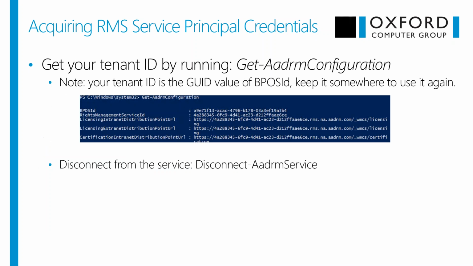And so the second thing you'll do is you will get your tenant ID by running Get-AADRMConfiguration. And so it's actually on this screen right here, it's the BPOS ID. So you'll want to copy that string down there. So you'll notice if you look at that window right there, the BPOS ID is the one that starts with A9, and that's my ID. And then you'll disconnect from the AADRM service because that's all we need from there.